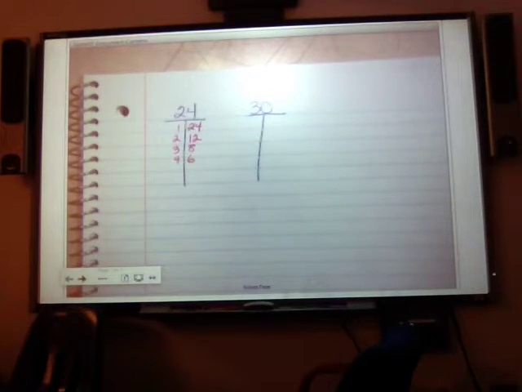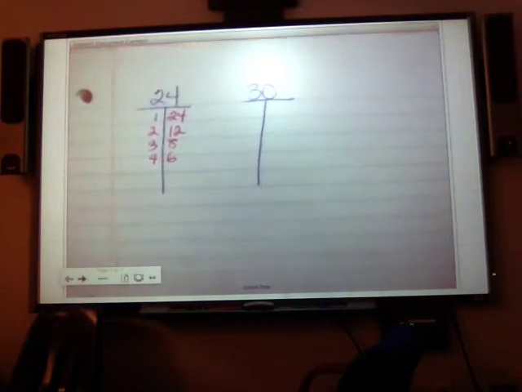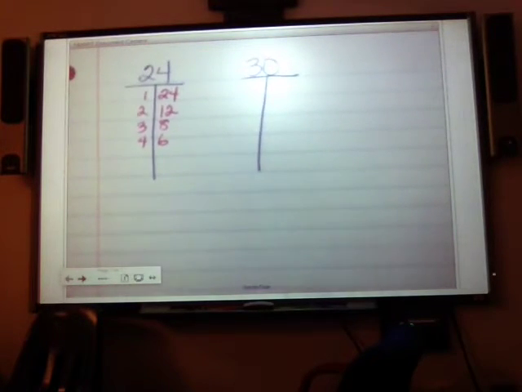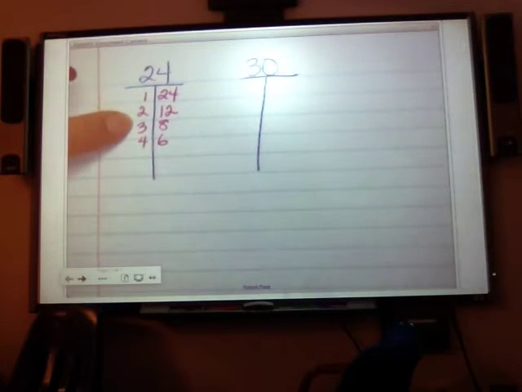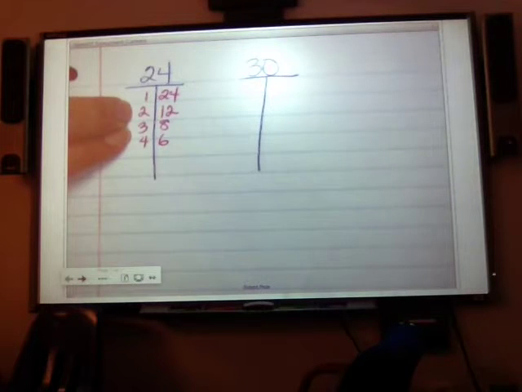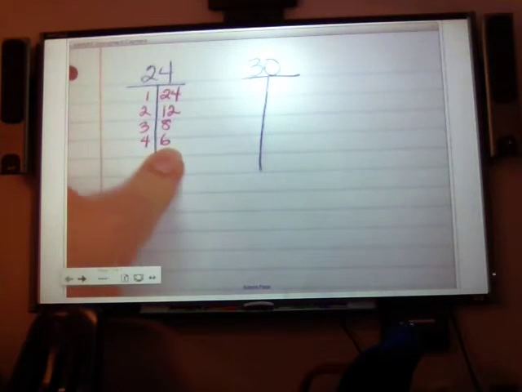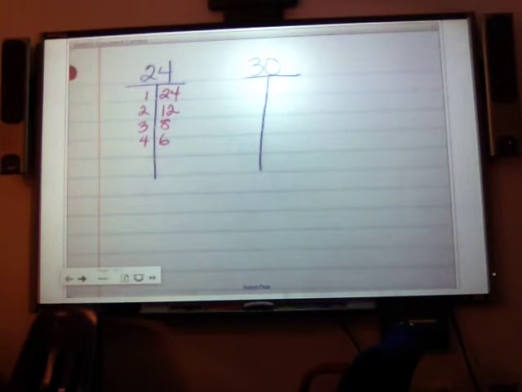Is 24 divisible by 5? No. Why not, Austin? It doesn't end in a 0 or a 5. Excellent job. Good job on your divisibility rules, guys. Is my number 24 divisible by 6? Yes, we already have it. And how else do I know that my 24 is divisible by 6? Because I have a 2 and a 3. And ladies and gentlemen, anytime you have a 2 and a 3, you must have a 6. That's another self-check, another way of monitoring your work.